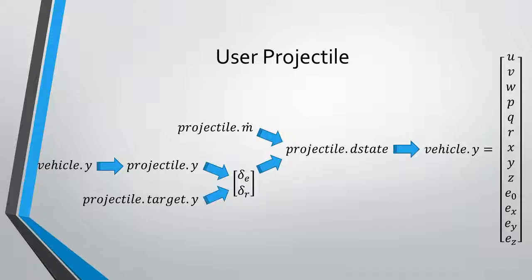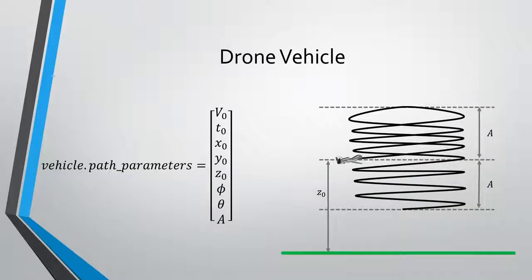And so again, the projectile m dot, as well as the delta E and delta R, are fed into the state equations that result in the vehicle's state. For the drone vehicle, the drone vehicles are not integrated forward in time. Its position is not found through integration. It is on a fixed path, and that's a helix that alternates between a positive and negative pitch.